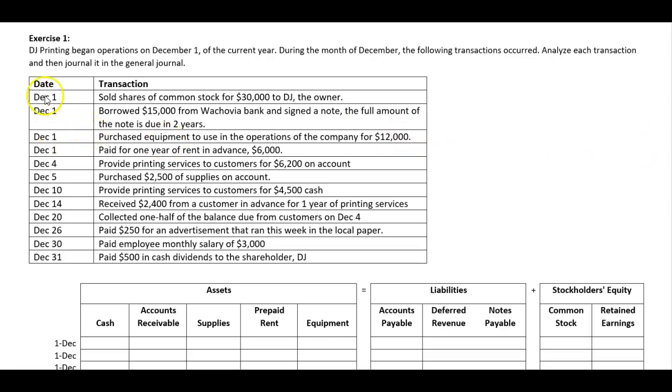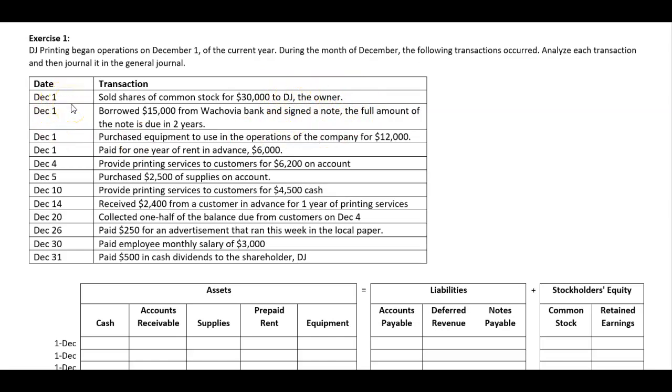So let's start with this first December 1st transaction. We sold shares of common stock for $30,000 to DJ, the owner. So notice the owner here is purchasing shares of stock. In other words, the owner is investing into our company.